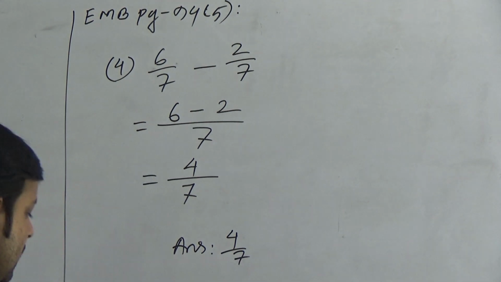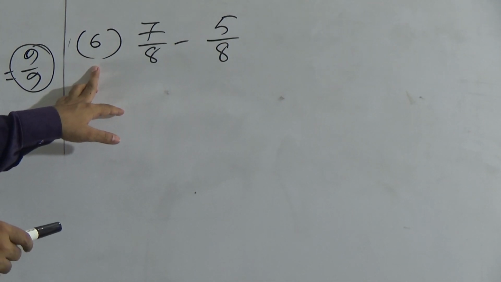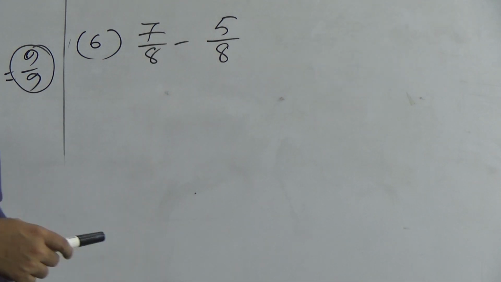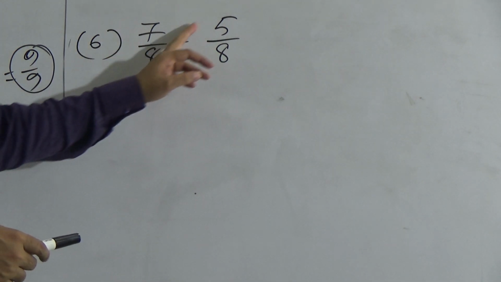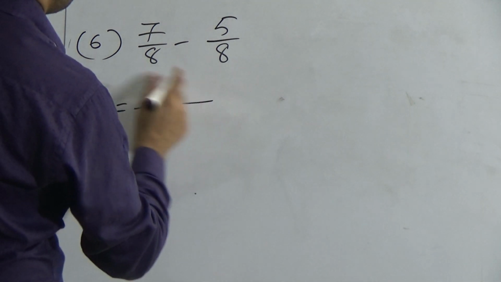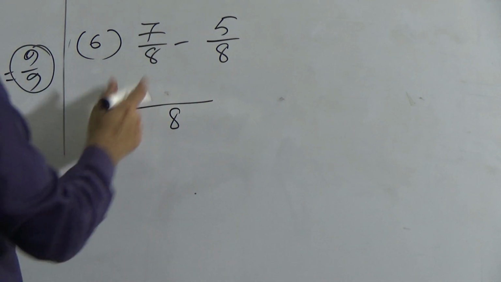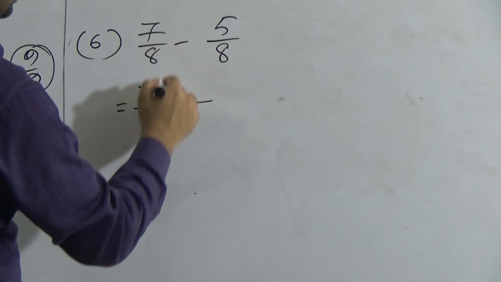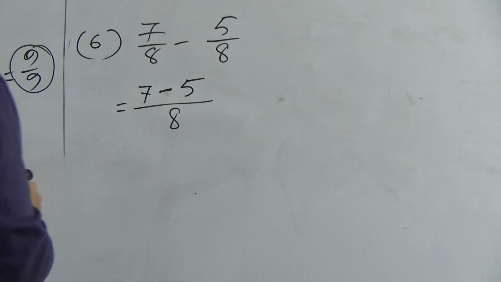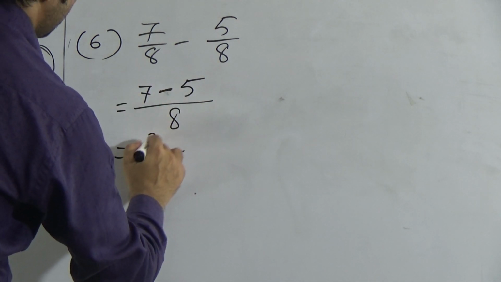Okay, dear students, our last question today, that is 7 by 8 minus 5 by 8. Dear students, notice that in this case also denominators are same, so we have to write only one denominator. Now write the numerator of first fraction, here is subtraction, give the subtraction. Then write the numerator of second fraction. Now subtract 5 from 7, you will get 2.